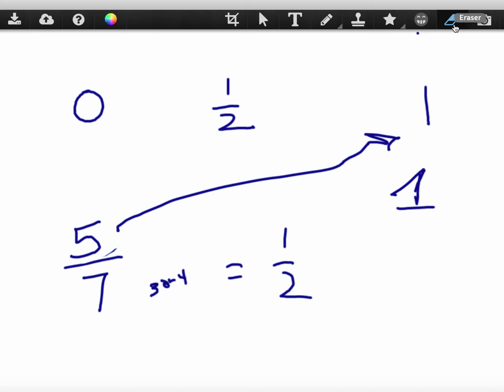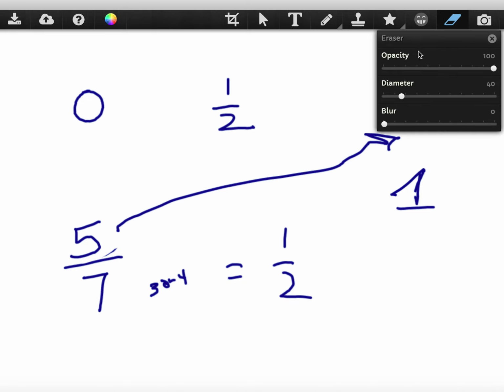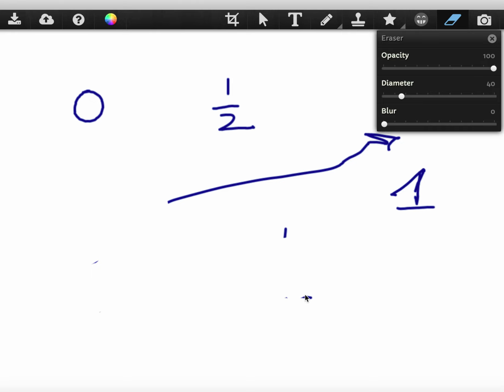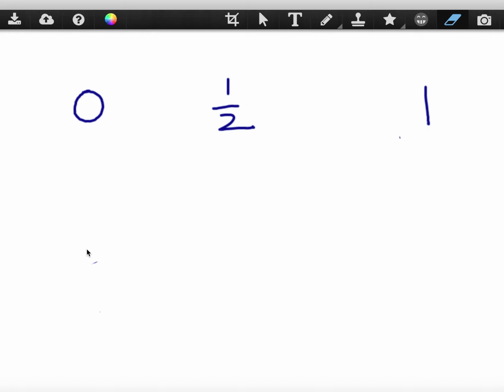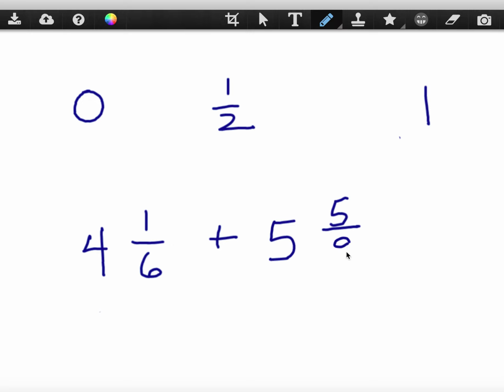So when you see a problem, you're always going to look at the denominator and see what's about half of it, and that's going to be your gauge as to how to round it. So let's look at a problem. Let's say we have 4 and 1/6, this is a mixed number, plus 5 and 5/9.